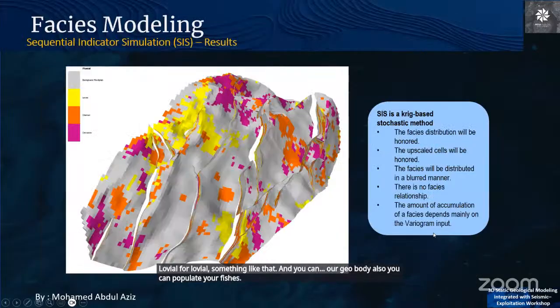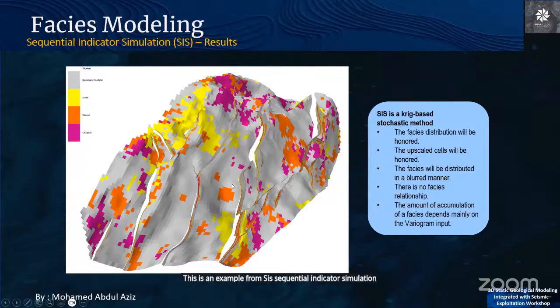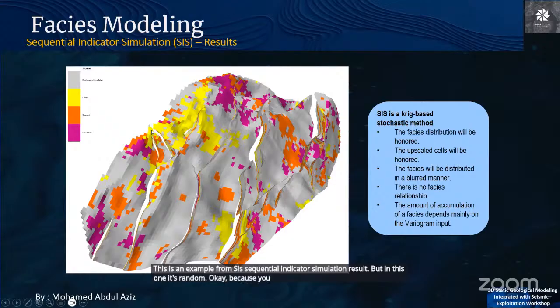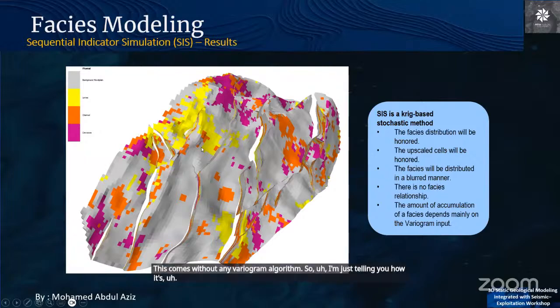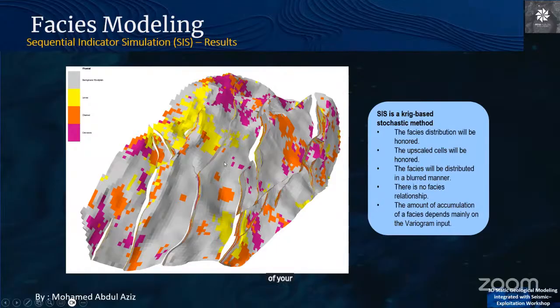This is an example from SIS, sequential indicator simulation results. But in this one it's random, because you don't know the shape of the facies you have. This comes without any variogram algorithm. So I'm just telling you how it's shaped in your models in different compartments of your structural grids.